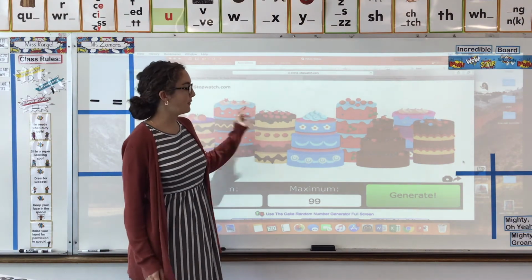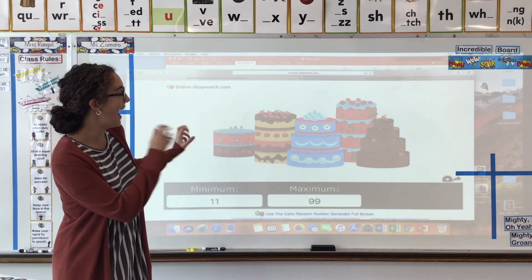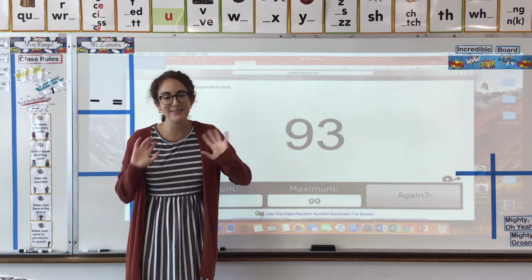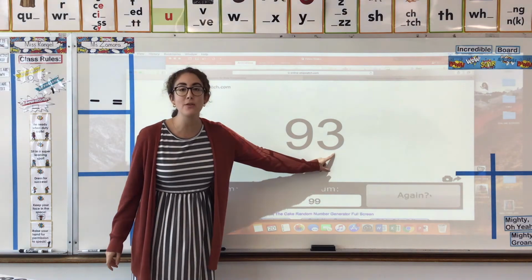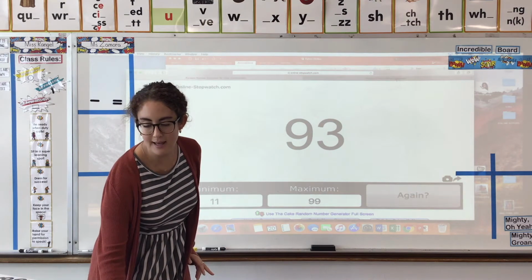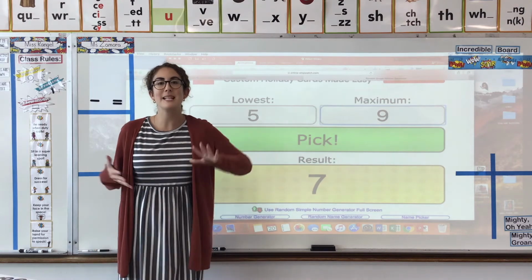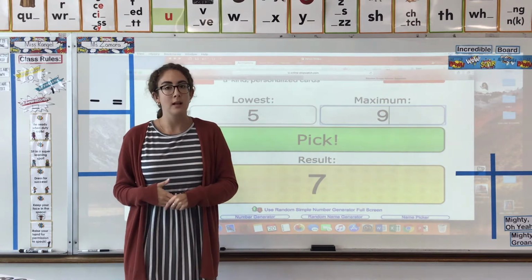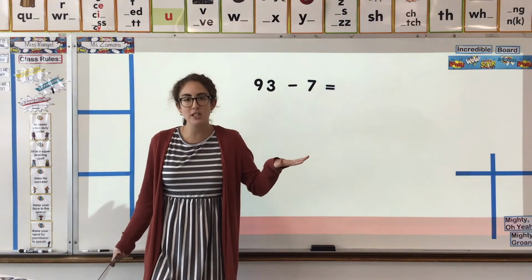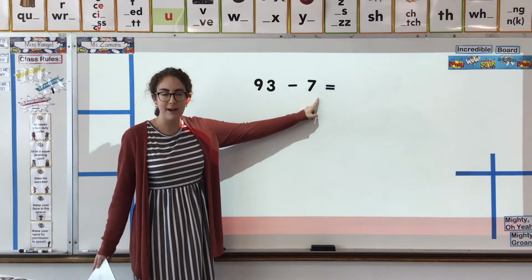Okay, so our first number will be, the sound makes me laugh. So we have 93. So we're going to do 93 minus what? Minus 7. We're doing 93 minus 7. Let's bring it up. Okay, we just created our first subtraction problem. I want everyone to solve 93 minus 7.